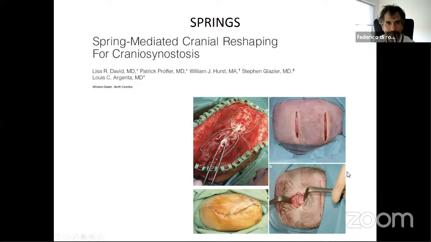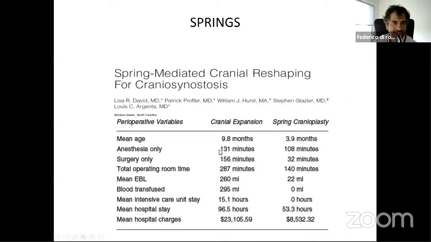And you see here an example of spring-mediated reshaping, where you would place two springs to push the parietal bones laterally. And you see that the criteria that are used to analyze the expansion and the results are the blood transfusion rates, the mean hospital stays, and the cost, which are, of course, important, but not essential if we compare to what is the indication for these children and why we're doing the surgery.